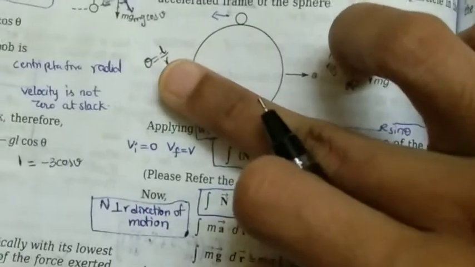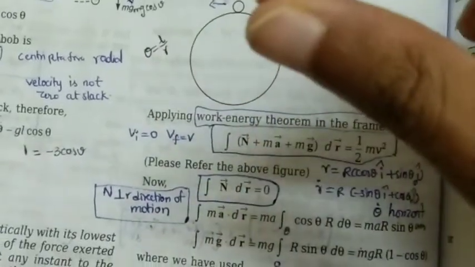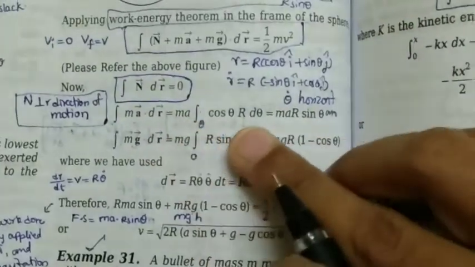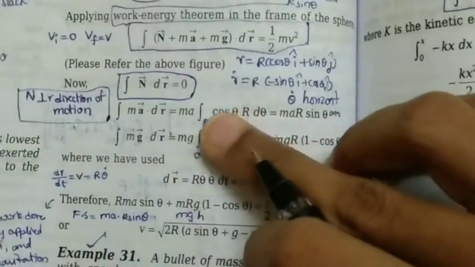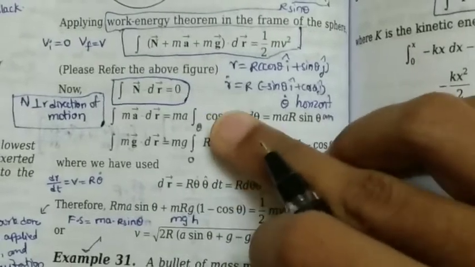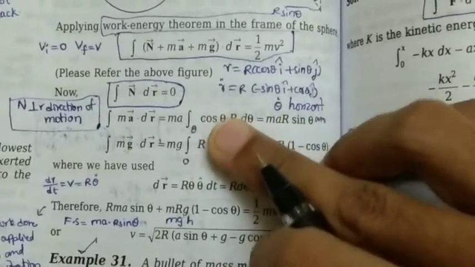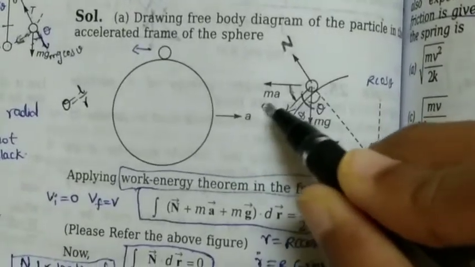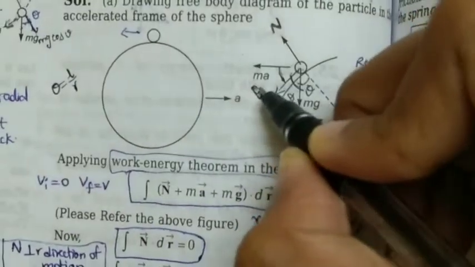So R, and it is sliding through a small angle d theta. Hence R d theta is equal to dr. Dr is nothing but R d theta, and we need the cosine of the angle between them. A dot B is AB cos theta, so the cosine of the angle between A and dr, where theta is the angle between them.